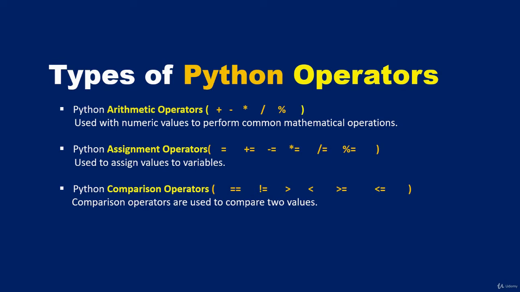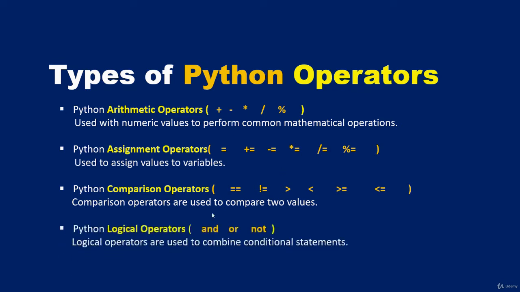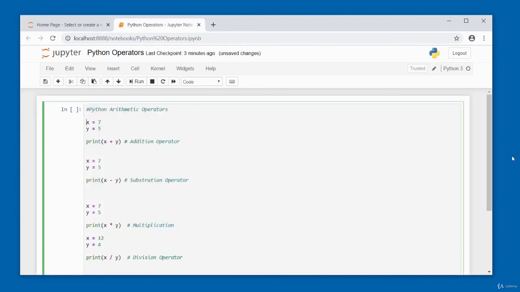The final type of operator I'm going to cover in this video is the logical operators. They are used to combine conditional statements. So they include things like and, or, not. I have created a new notebook. Inside this cell here, I'm going to add some operators, and I'm going to run through the code to explain what the operators do.